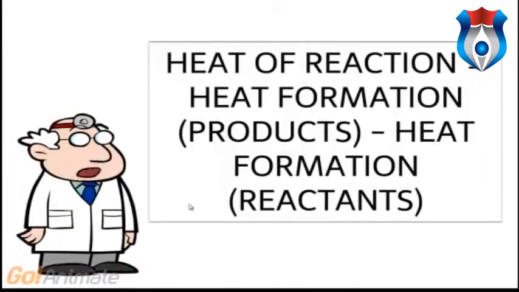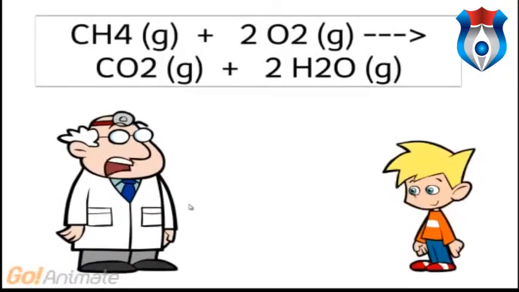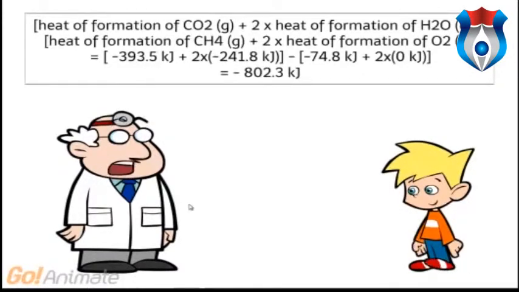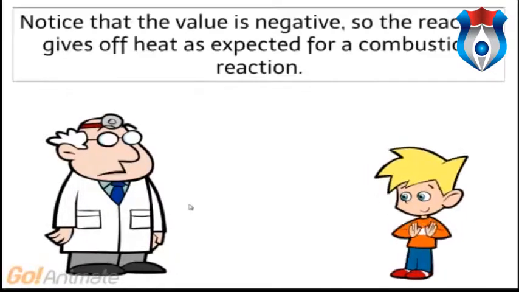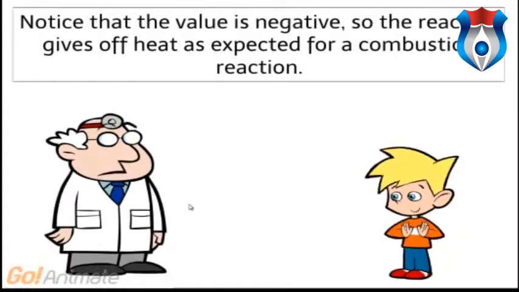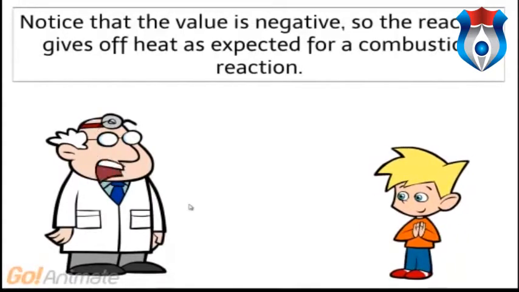Heat of reaction is equal to the heat of formation of products minus the heat of formation of reactants. Let's do an example: the combustion of methane gas. Heat of formation of CO2 plus 2 times heat of formation of H2O, minus heat of formation of CH4 plus 2 times heat of formation of O2. So, the heat of combustion, that is, the heat of reaction, is minus 802.3 kJ per mole of methane. Notice that the value is negative, so the reaction gives off heat, as expected for a combustion reaction.